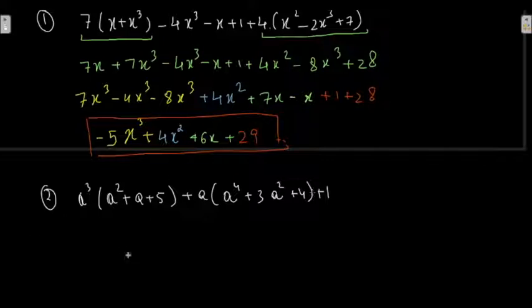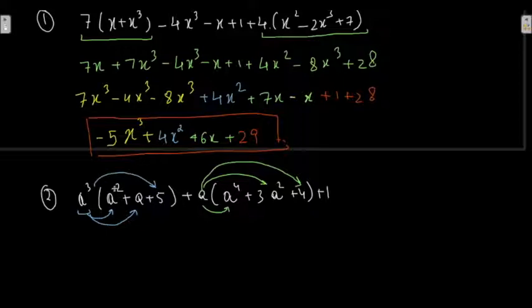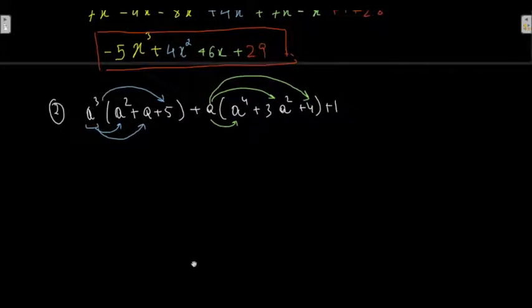Again, very simple. What we do is that we multiply this a raised to the power 3 with each and every term and solve the bracket. Similarly here, we multiply the a with this, and with this. And then what we'll do is that we'll just bring the like terms together and solve the equation. So let's do it.